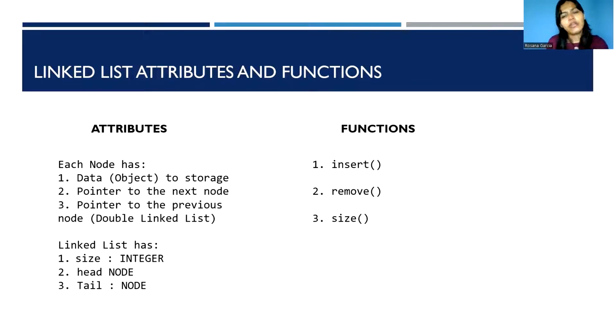The functions for all of them are basically insert, remove, and size. Insert is to store a new element in the last position of the list, and remove is to take off that last element. Obviously, this requires updating the first and last elements. When you insert a new element, you need to update the tail, and when you remove it, you also need to update the tail. And the function size only returns the length of the linked list.